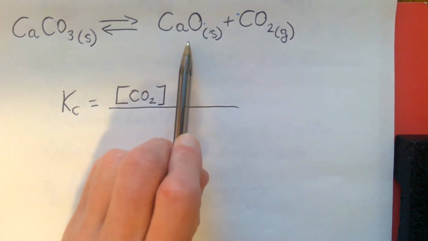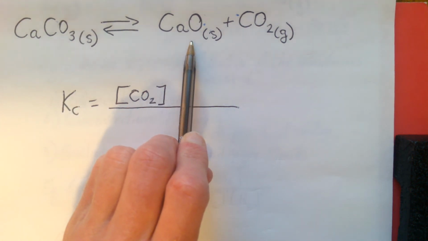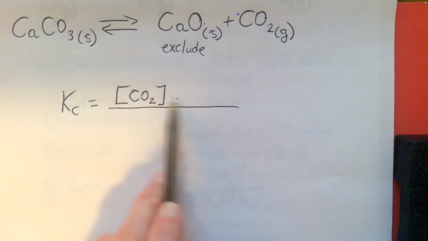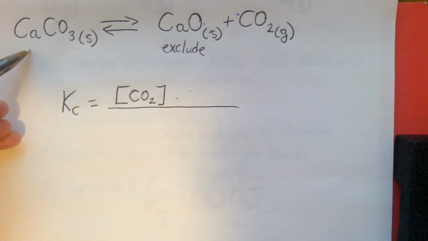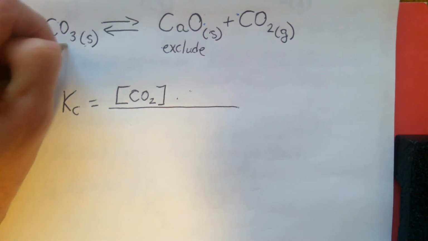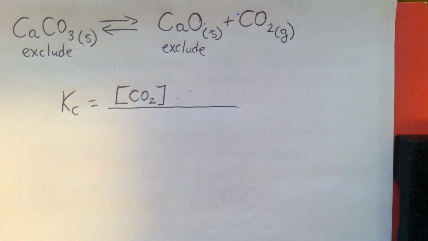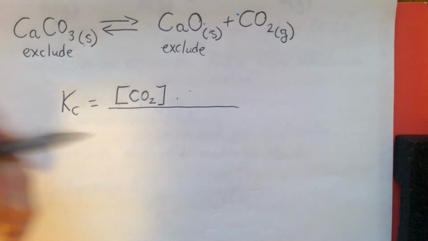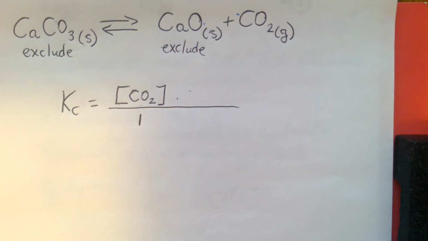And then our second product is a solid, calcium oxide. We exclude solids, so we are not putting it into our expression. Then we check our reactants, which will be our denominator, and we notice that it's calcium carbonate, also a solid, so we exclude it from this equilibrium expression. So our Kc expression here is merely just the concentration of the carbon dioxide. And if it helps you to remember that it is the numerator, put a 1 on the bottom because it won't change the value at all.